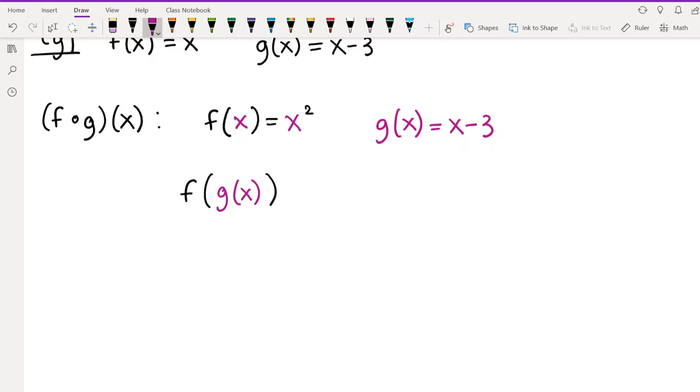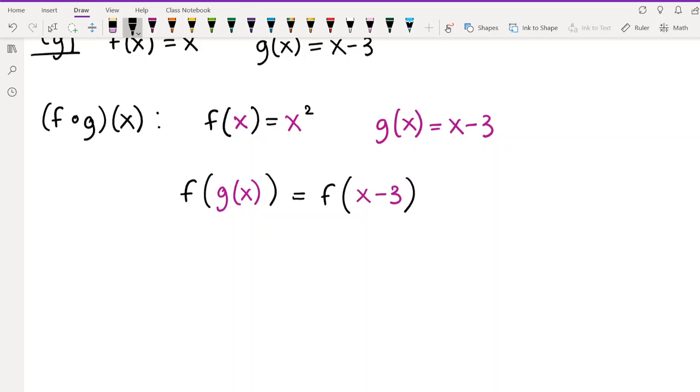Okay, so once we have it written like this, f of g of x, instead of writing g of x in these parentheses, I'm just going to replace it with what g of x actually is. So what is the formula for g of x? How do you calculate outputs for g of x? Well, you use the formula x minus 3.